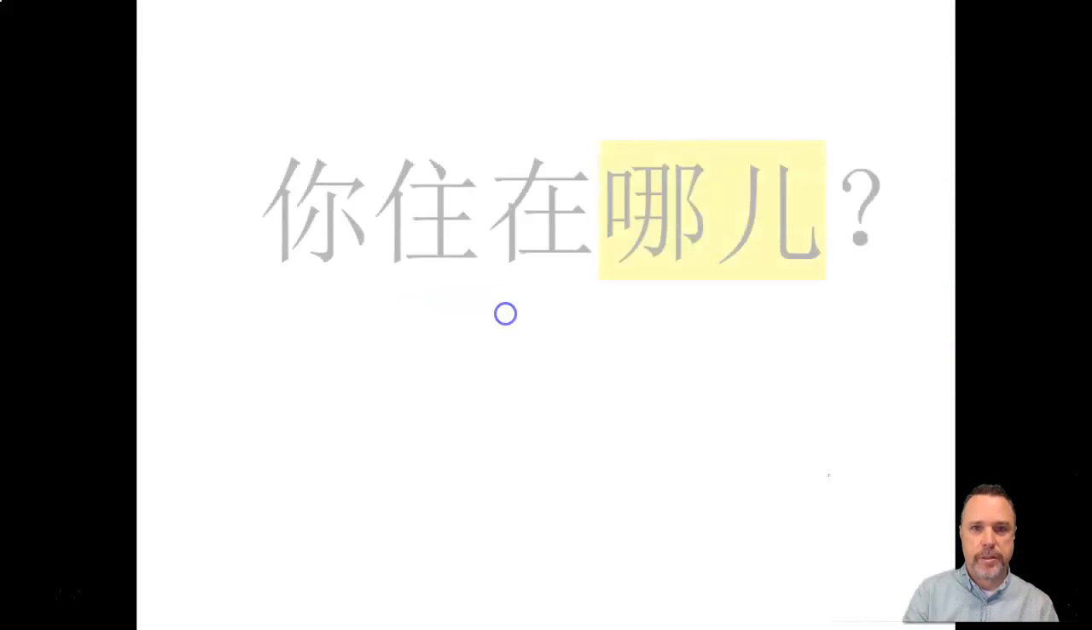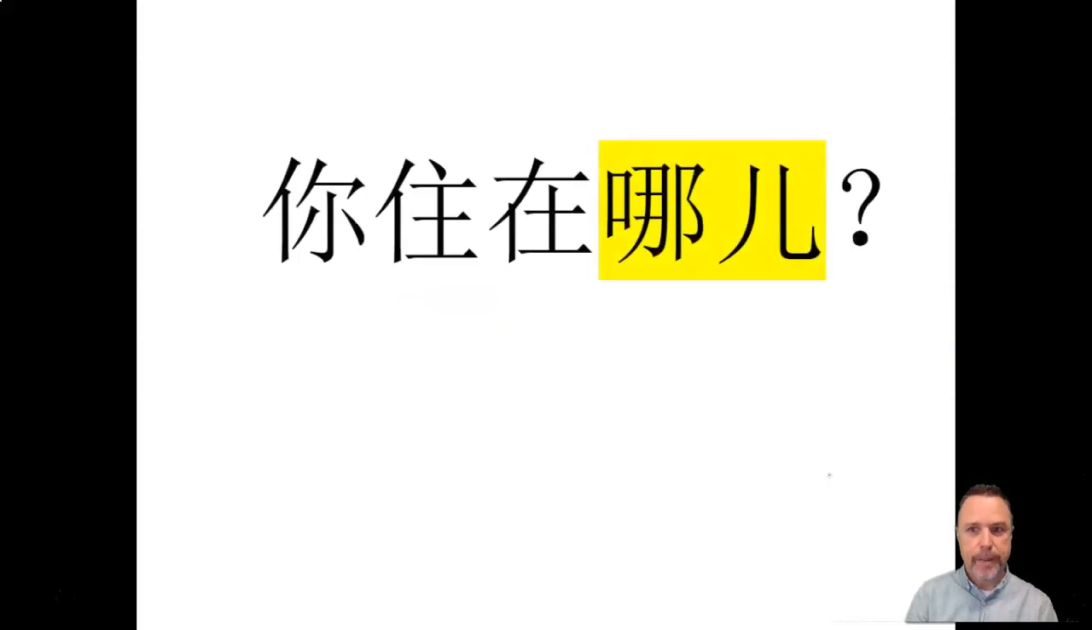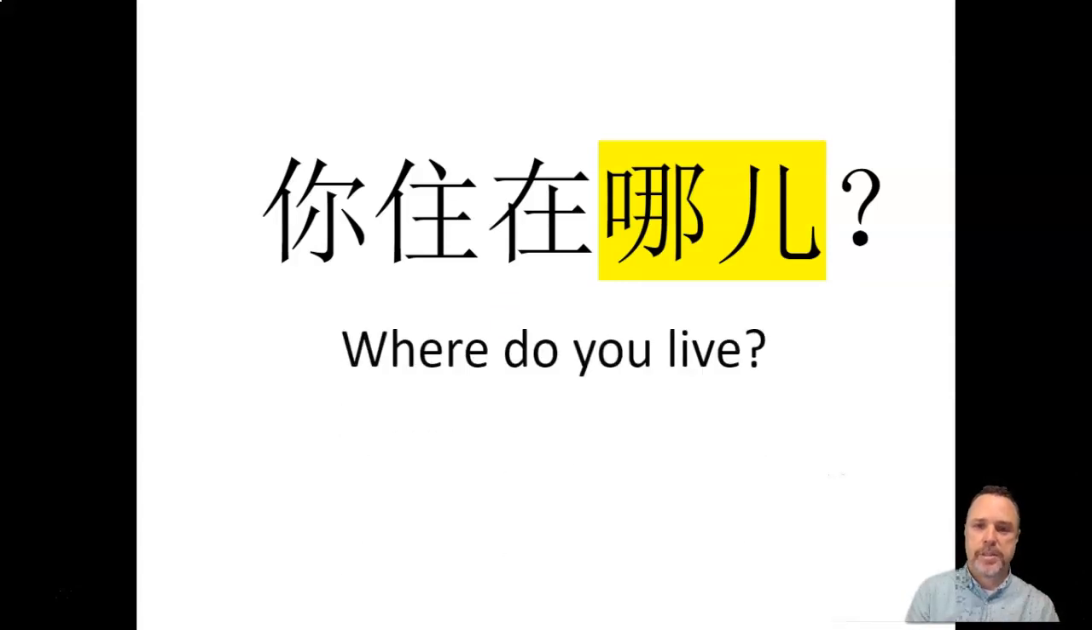Our question for where do you live looks like this. First thing I want you to notice is the question word comes at the end. So it's different to English, but actually very logical. When we look at the structure of the question and the answer, you'll see this. It's got the substitution pattern that we see all the time. It's actually super easy to use. So our translation of this question into English is where do you live? But let's look at it character by character to see how the shape works.